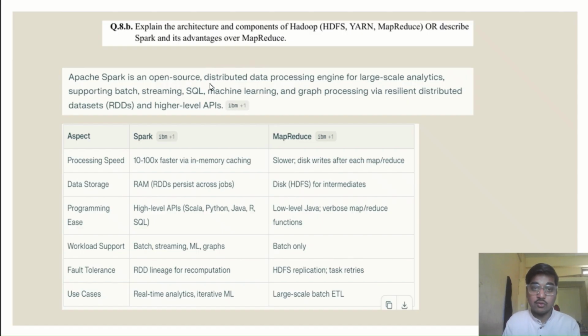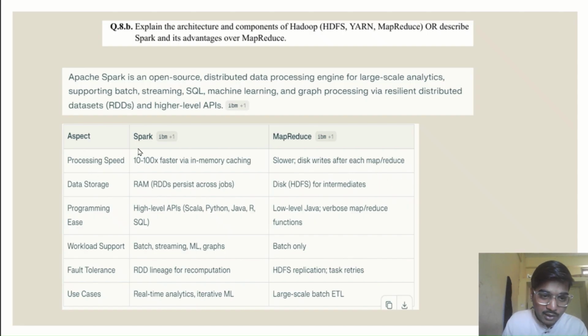Apache Spark is an open source distributed data processing engine which is generally used for large scale analytics, supporting batch, streaming, SQL, machine learning, and graph processing via RDDs, or resilient distributed datasets, and a higher level API. The major advantage of Spark over MapReduce includes the following aspects, like processing speed. It is very quick in processing, 10 to 100 times faster via in-memory caching, whereas MapReduce is slower, which performs disk writes after each map or reduce function.